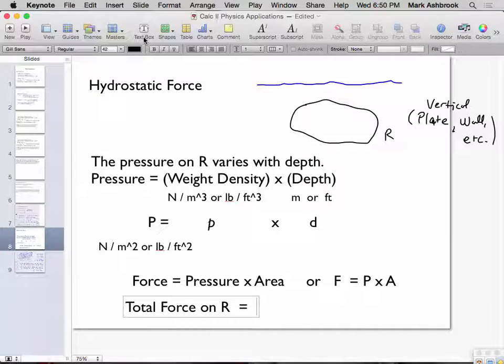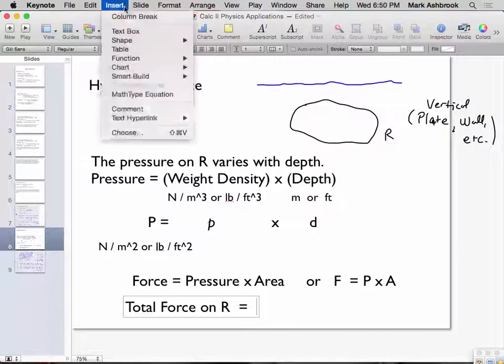Like a horizontal, but this is flat this way. So horizontal, yeah, like a horizontal strip, right? A horizontal strip will be at all the same depth. So the whole strip will be at the same depth, so the pressure will be the same along that horizontal strip. But then as soon as we move down a little bit, we'll have a higher pressure. Okay? So the total force on R will be?